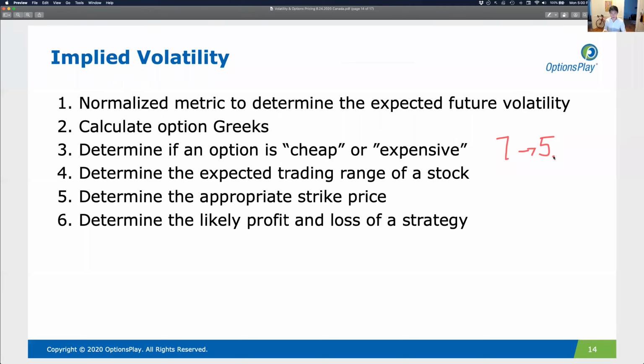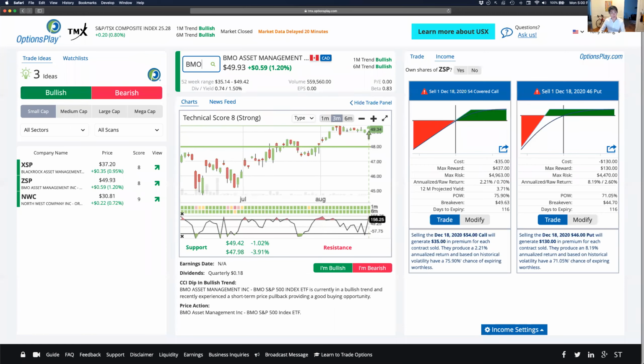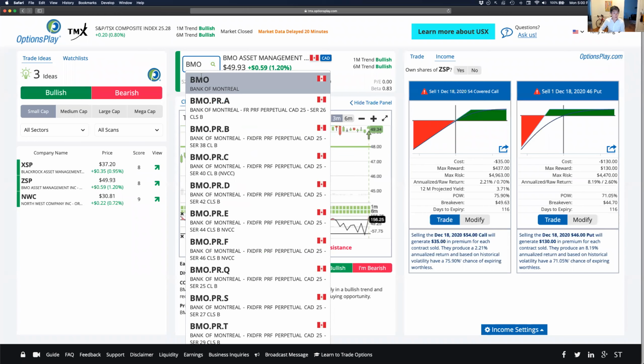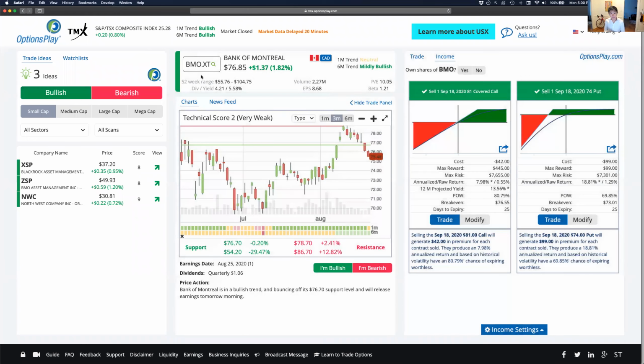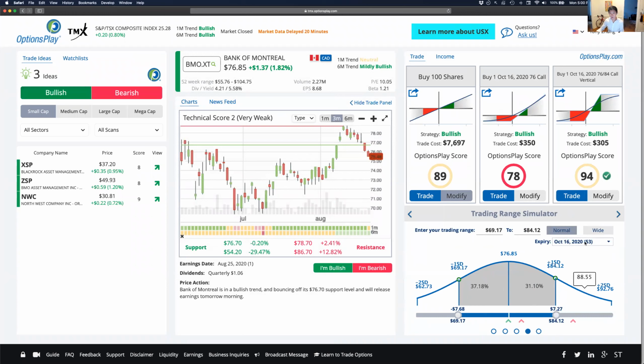So when people ask us about Options Play, do we factor in things like implied volatility? The answer is yes. All of it is connected. When you use Options Play to select a covered call, let me go back to BMO real quick, and you look at the September $81 covered call, why did we select the September 81s? Because if you look at the trading range simulator and you select the September expiration date, guess what? The 1 standard deviation movement is about an $81 move. That's the closest strike price. That's why we automatically select that $81 strike.